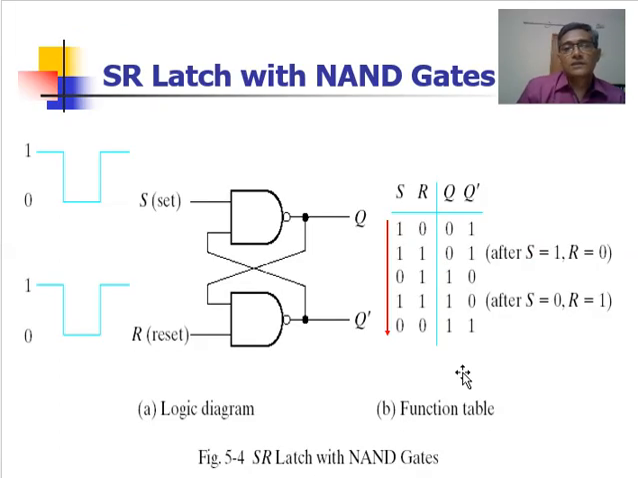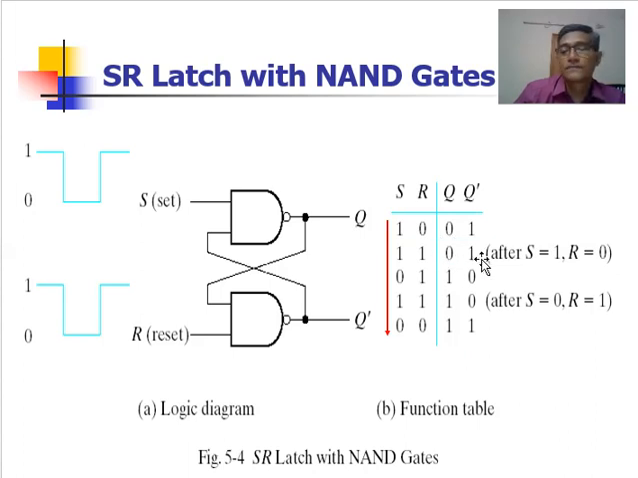Now the same circuit with respect to the same latch, the SR latch with NAND gates. So we know that if any one input of the NAND gate is 0, the output is 1. In similar fashion, we analyze: if S is equal to 1, R equal to 0, Q becomes 0, Q dash becomes 1. At this time when R becomes 1, that is from 0 to 1 also, there is no change in the output.